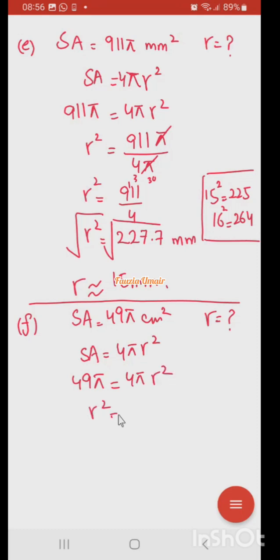R square is 49 pi divided by 4 pi. The same steps you need to follow. Pi will be cancelled and 49 divided by 4. Can anyone tell me the answer? Like not using the calculator, but can you tell the answer on your own?